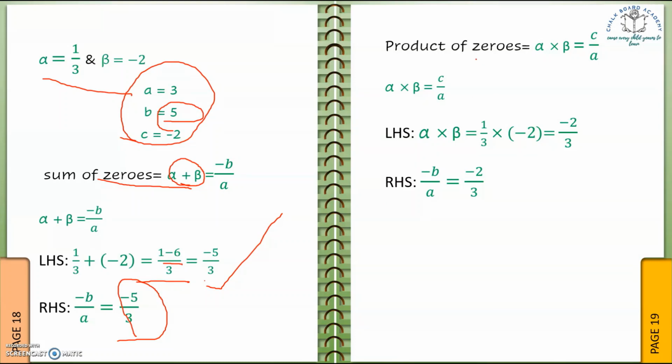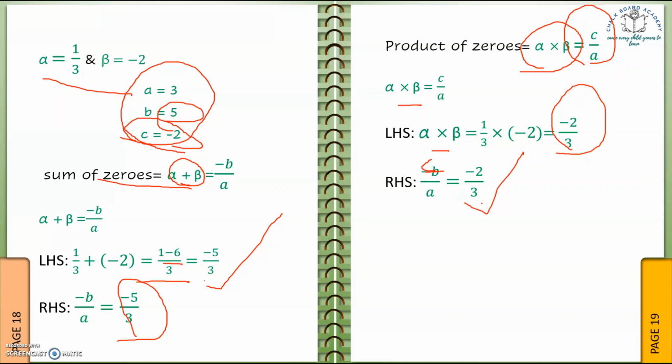Similarly, product of zeros. Here again, alpha into beta is equal to c by a. Now we first calculate LHS, that is alpha into beta. So it is 1 by 3 into -2, so we get the answer as -2 by 3. And product of zeros is equal to c by a. So here we get minus 2 by 3. From here we can see that c is minus 2, so minus 2 by 3. So this was the relation. We had to prove these relations.